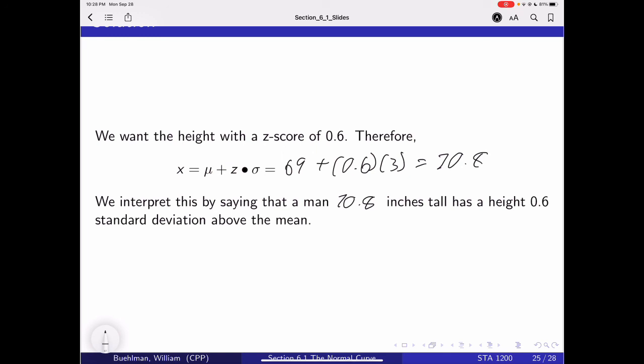So remember, z-score is how many standard deviations above or below the mean you are. And since this is a positive z-score, it means we are above the mean. So this man who is 70.8 inches tall is 0.6 standard deviations above the mean.